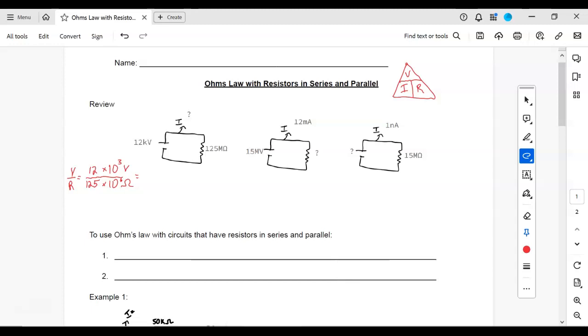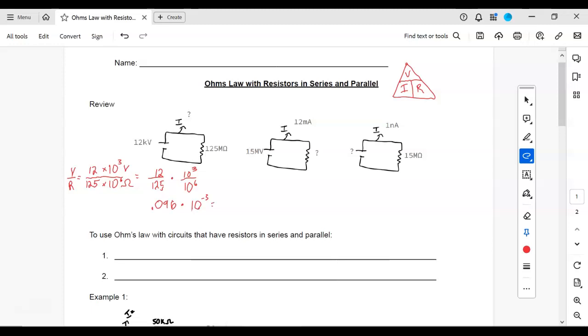So let's go ahead and do it my way. We're going to do 12 divided by 125. And that result is going to be multiplied by 10 to the third divided by 10 to the sixth. And so 12 divided by 125, that gives you 0.096. And then 10 to the third divided by 10 to the sixth, that's times 10 to the negative 3, because 3 minus 6 is negative 3.